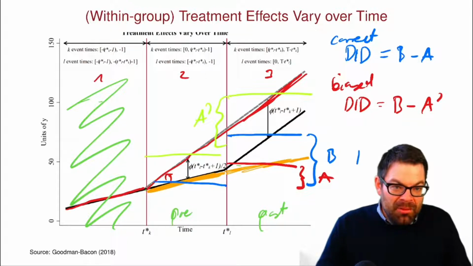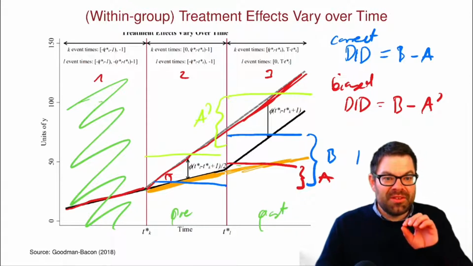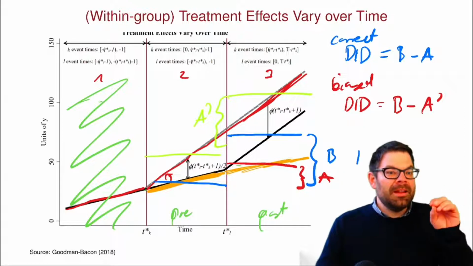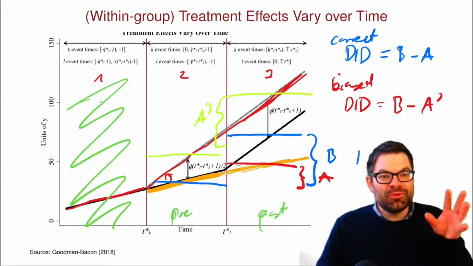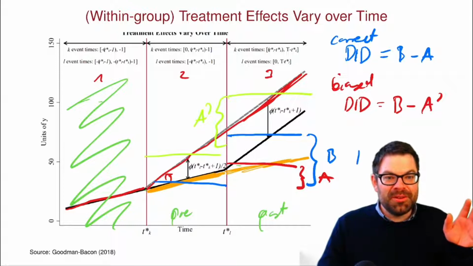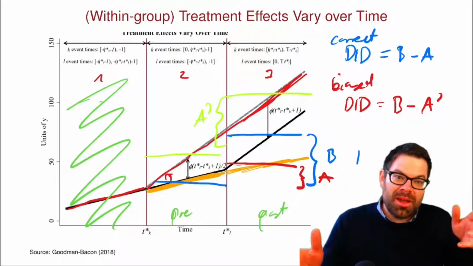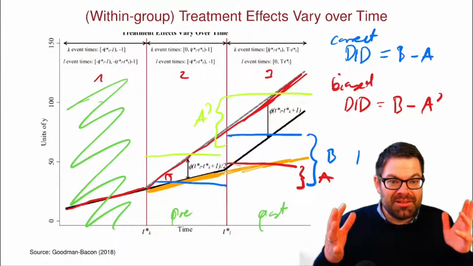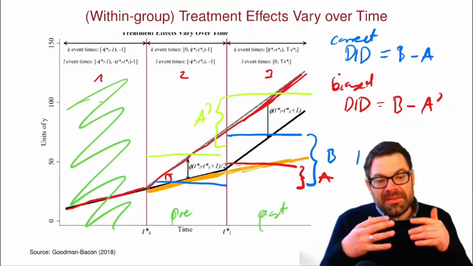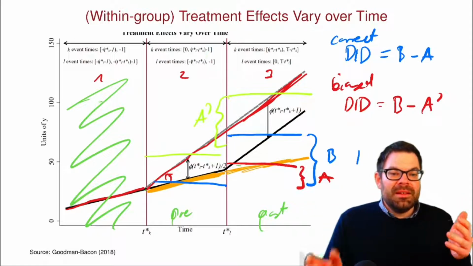So the estimate that we're getting is smaller, and not in absolute value. It's smaller, and it could even be negative. So even if the true effect B minus A is positive, it could be that B minus A prime actually turns out to be negative.